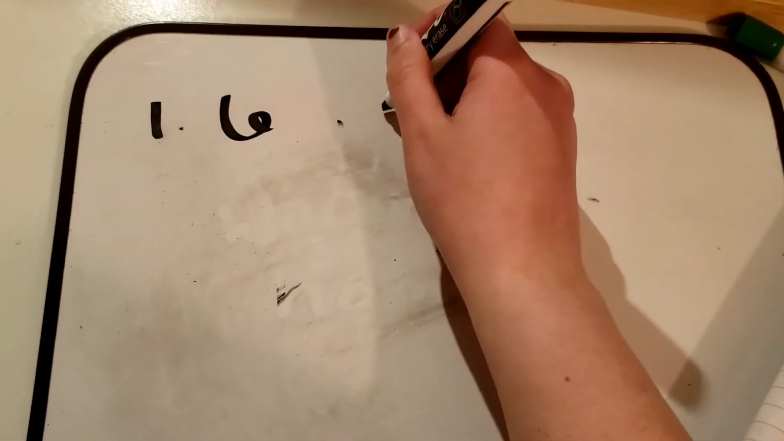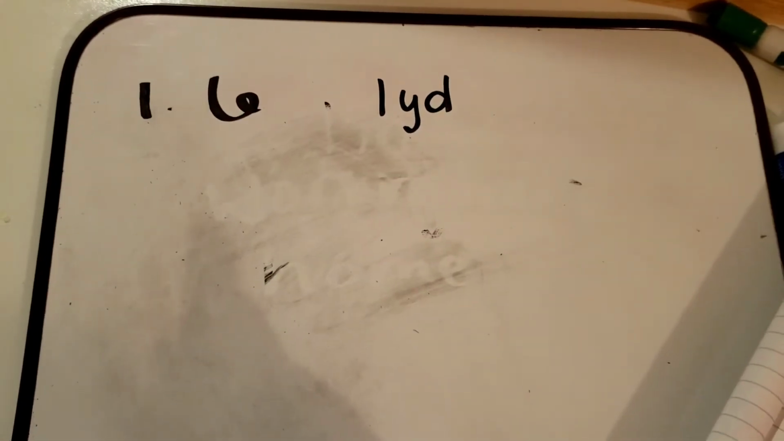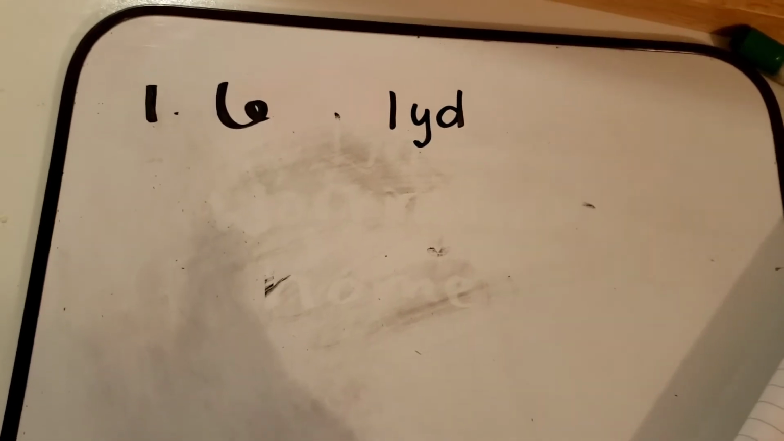So number 1 said Carol took 6 big steps to measure the width of the room. So number 1, 6 big steps to measure the width of the room. If each step was 1 yard, then the width of the room was how many feet?